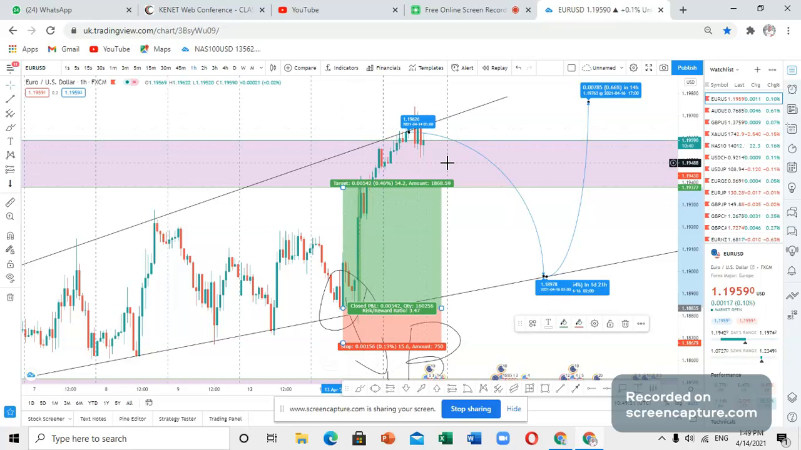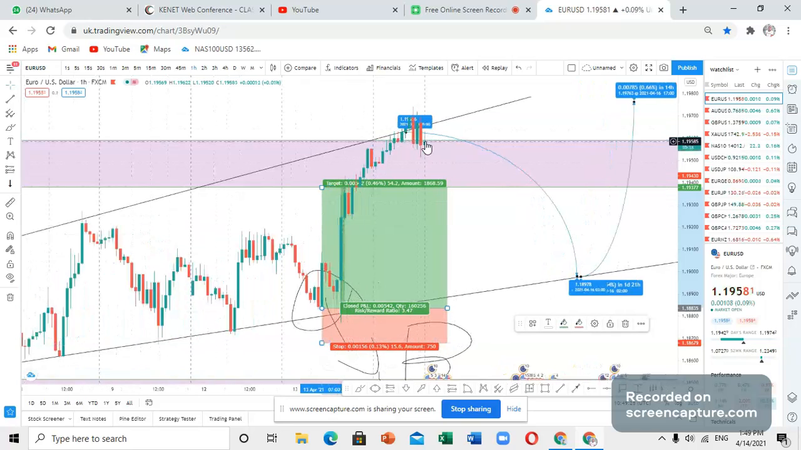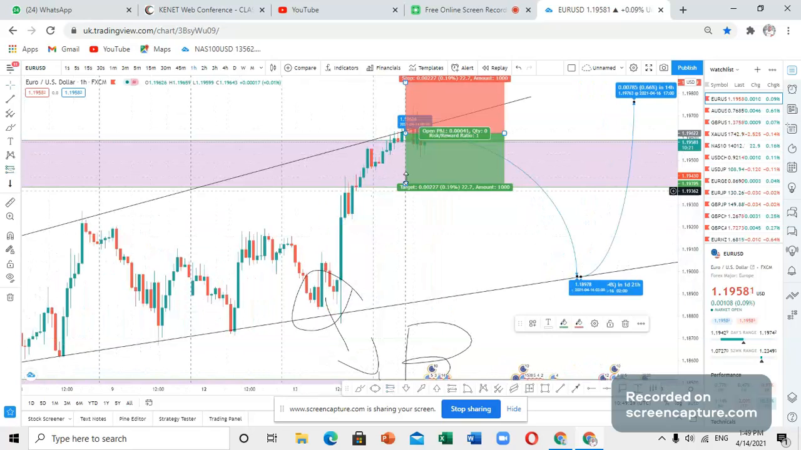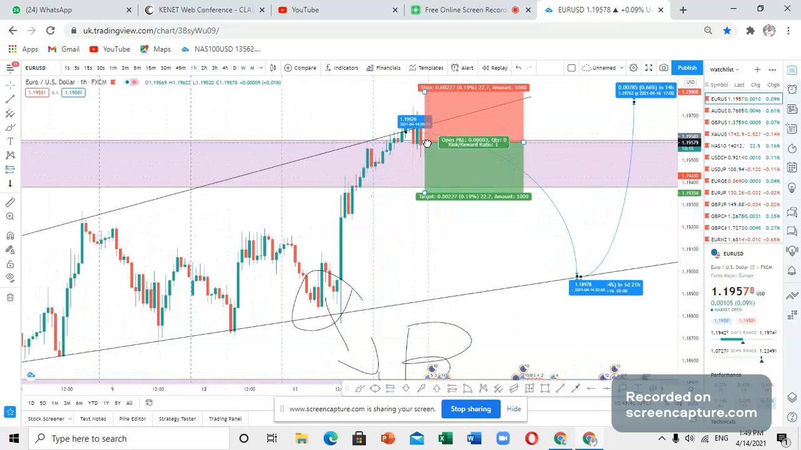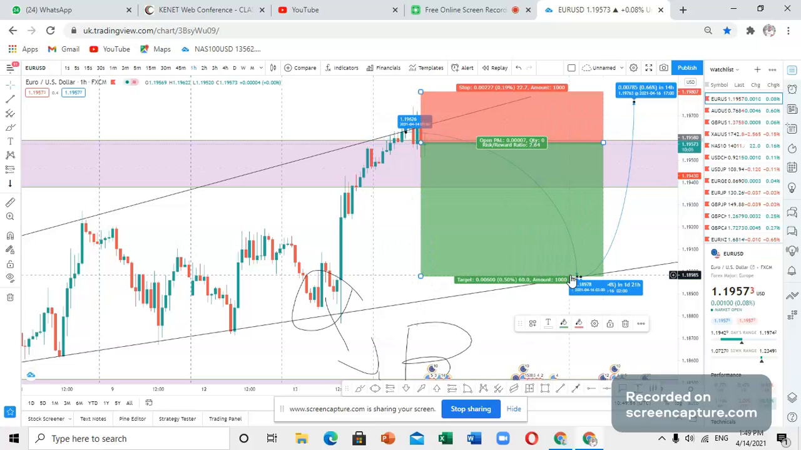So I'm currently waiting for a confirmation to take a sell trade, just a short position sell trade to the downside. My current plan is to capitalize on the market from this position to around that position. Let me call it position C.